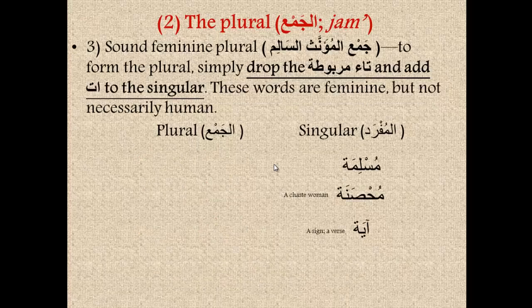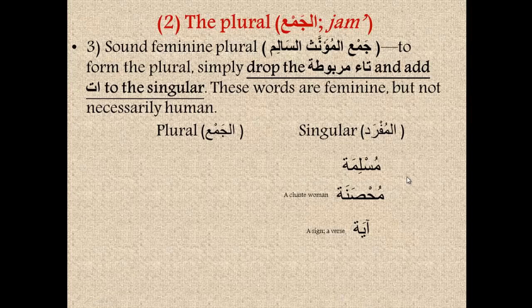And the last type of plural is called the sound feminine plural, jam'u mu'annath as-salim. To form this, we simply drop the ta marbuta at the end of the feminine singular, and we add at to the singular. We add at, which is an alif and a ta. These words are feminine, but not necessarily human. Let's take a look at a few examples.